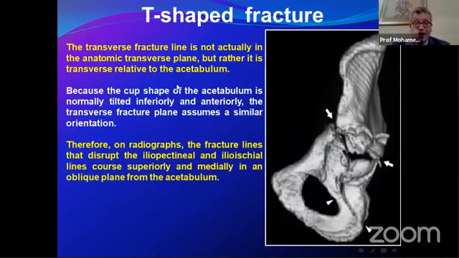The transverse fracture line is not actually in the anatomical transverse plane, but rather it is transverse relative to the acetabulum. We all know the acetabulum has an orientation and an inclination, because the cup shape of the acetabulum is normally tilted inferiorly and anteriorly: the inclination and the anteversion of the acetabulum. The transverse fracture plane assumes a similar orientation, taking the same inclination and anteversion as the acetabulum. Therefore, on radiographs, the fracture lines that disrupt the iliopectineal and ilioischial lines course superiorly and medially in an oblique plane following the orientation of the acetabulum.